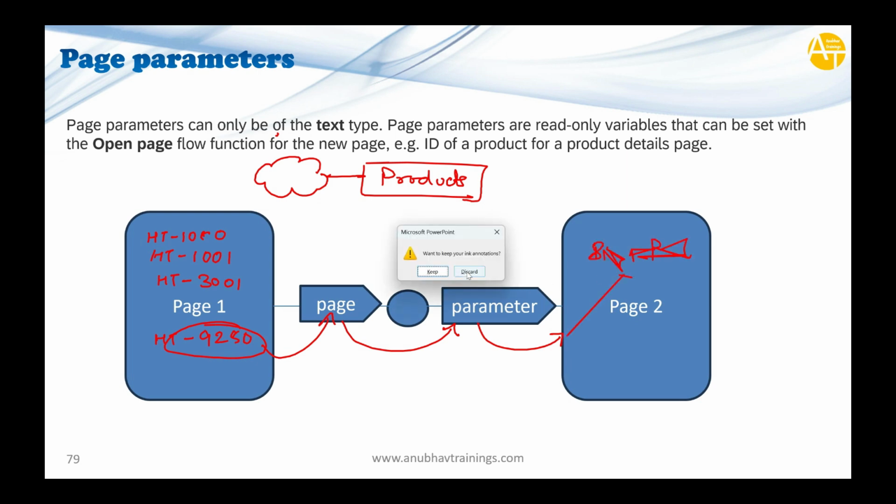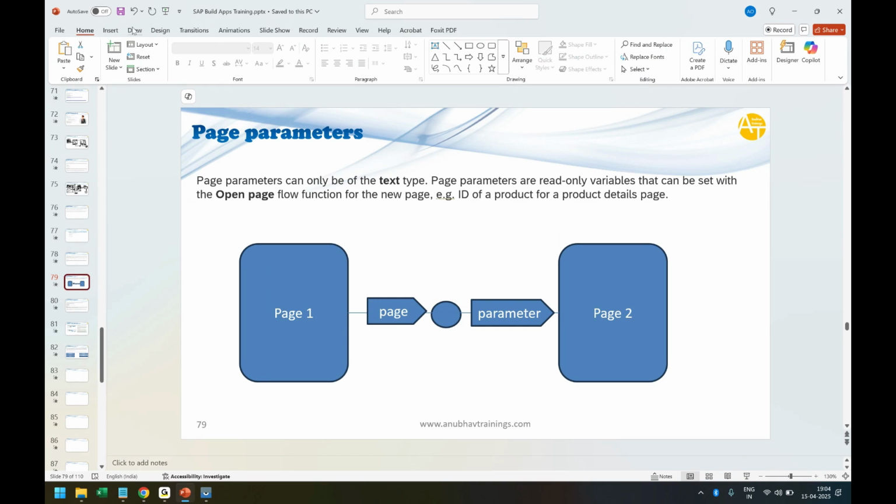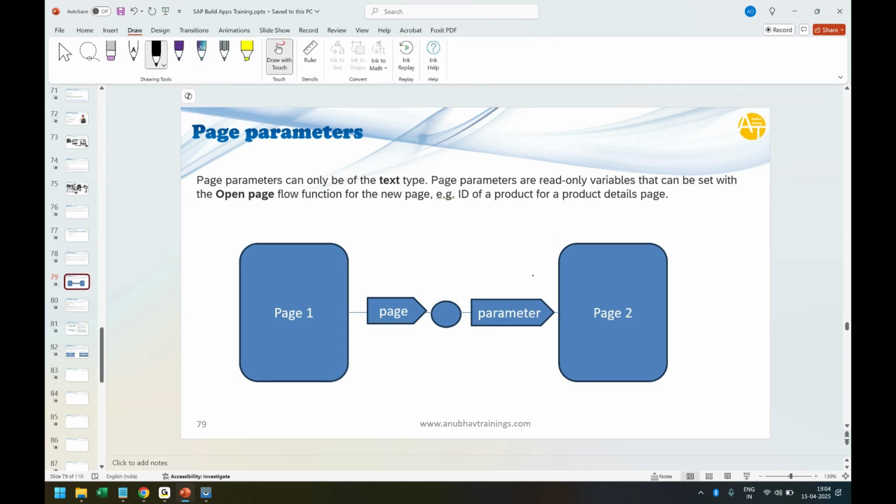One second. I just want to draw it clearly again. Okay, so we have the products HT1000, HT1001, HT5060, something. Now the user chooses this. So this we will pass to a page parameter. From the page parameter, we will pass this to a data variable called single product that we mapped, where we now somehow got this ID. Yes, through the page parameter to the second page.